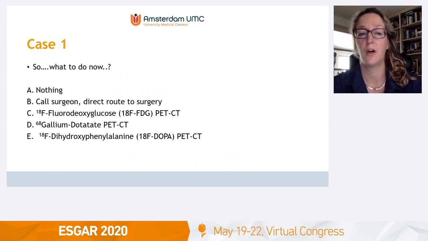So, what now? We think it's a NET, but we do not have a PA diagnosis, and we do not know the grade, we do not know how extensive it will be. Do we do nothing? Just call the surgeon, let the patient go to surgery, or are we going to perform nuclear imaging? And then C, you can choose nuclear imaging FDG PET, D, gallium dotatate PET, or E, fluorodopa PET CT. Please vote using the chat.